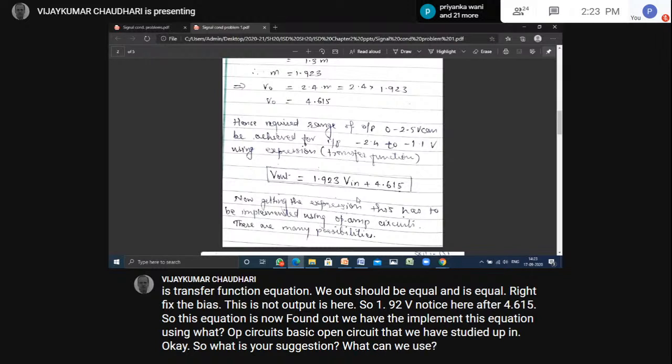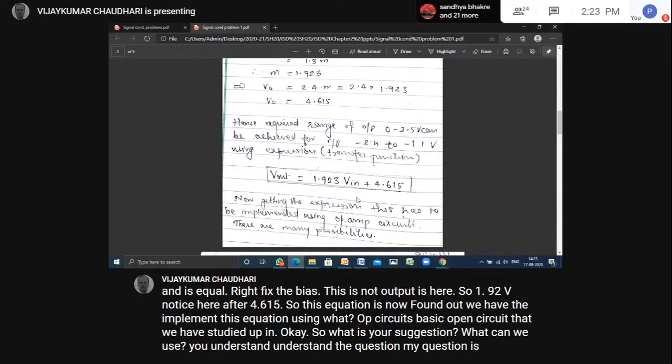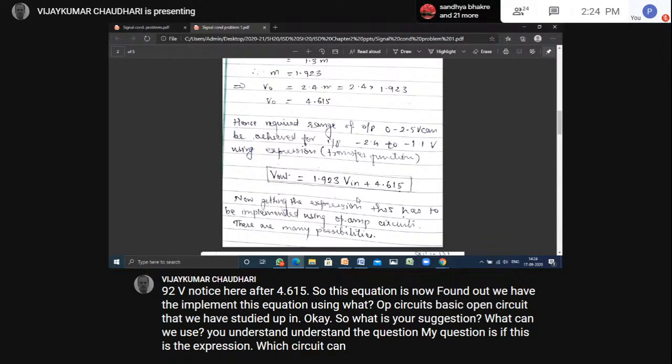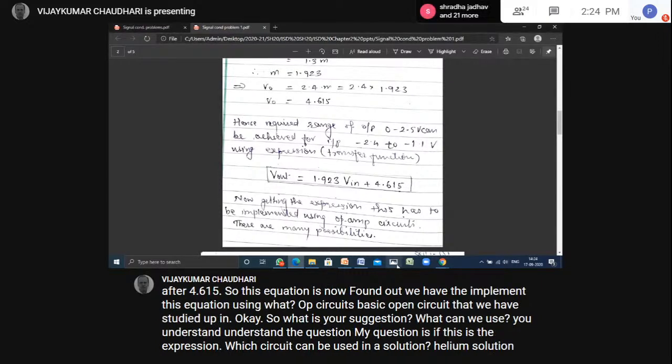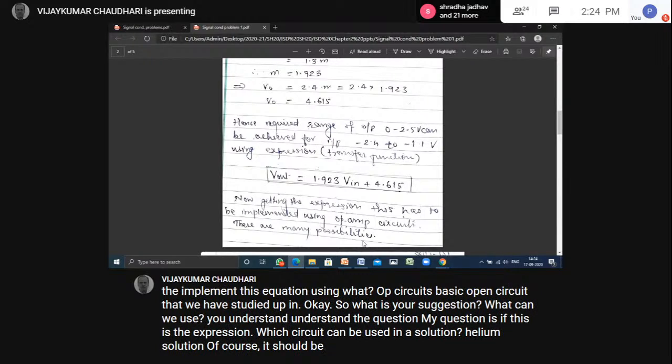Did you understand the question? My question is, if this is the output expression, which circuit can be used? Any suggestion? Of course, it should be an op-amp circuit. So there is a sum, meaning a summing amplifier will be required.